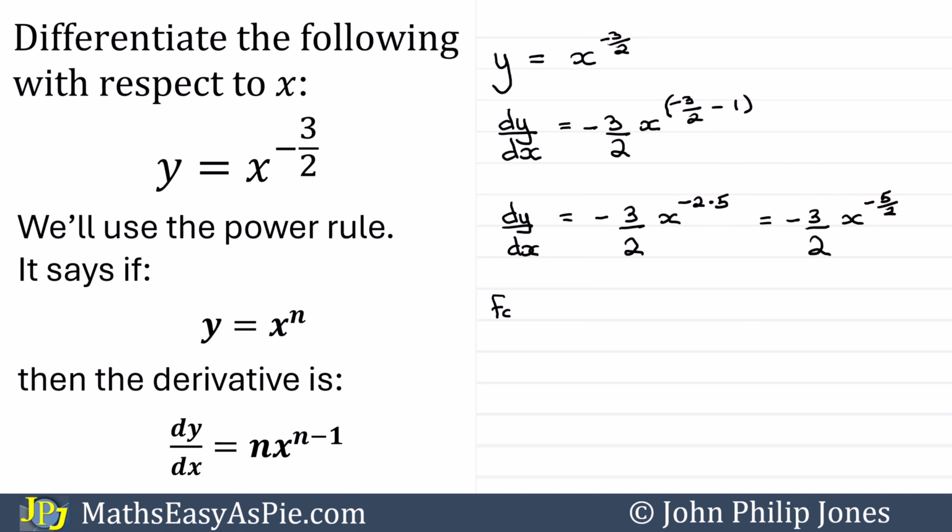So we can say for y equals x to the minus 3 over 2, dy dx equals minus 3 over 2 x to the minus 5 over 2.